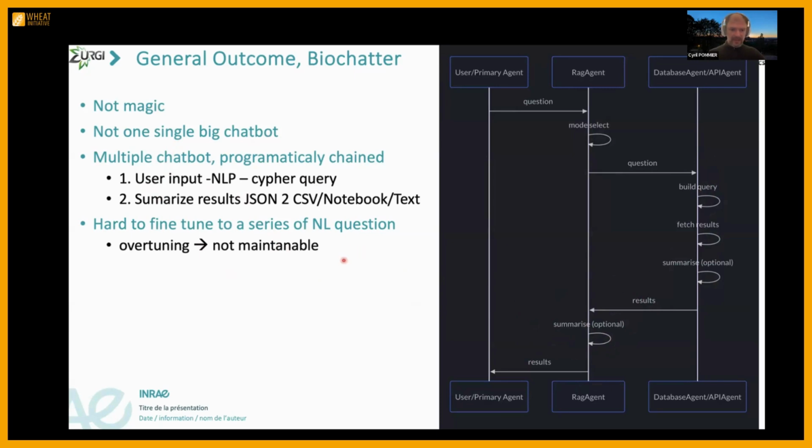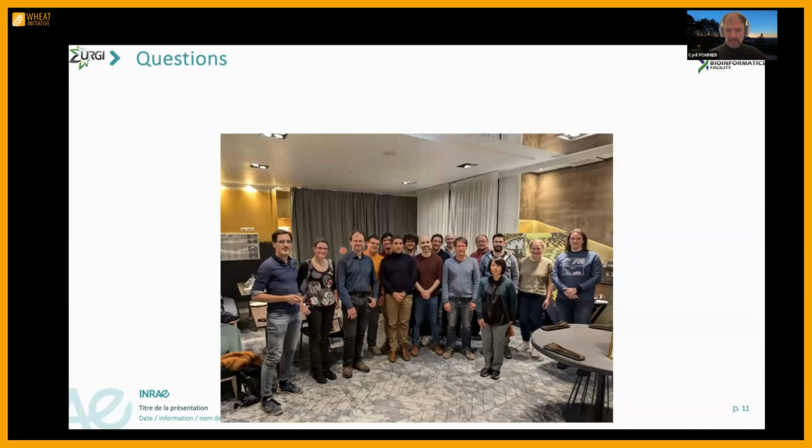The other thing is that if we really want BioChatter to give precise answers, we can fine-tune it, we can over-optimize it, but this over-tuning makes it not maintainable in the long run. So this is not a desirable approach. And I'm done with the feedback, and here are all the people who participated in that workshop.